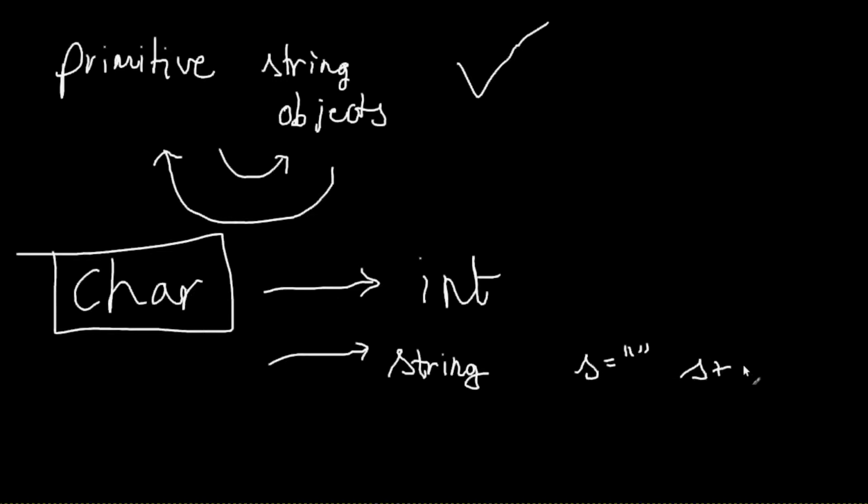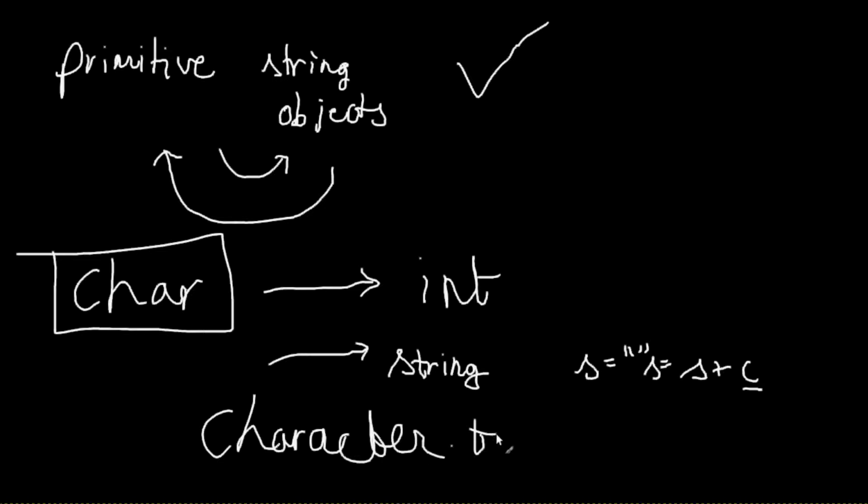S is equal to s plus c, but that's not the way to do it. The correct way is actually to use your primitive to string wrapper class again, just like int and double, that's Character.toString. It works the same way. I'm just going to pause over here and actually open BlueJ and write it, and then show you the code. Okay, here it is.